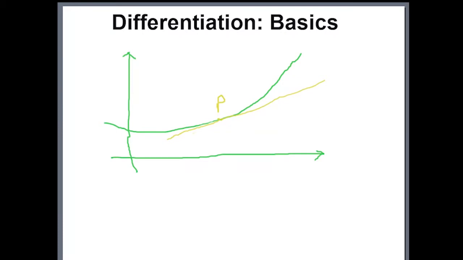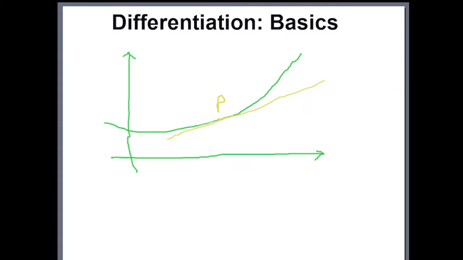Now we can only find the gradient at this particular point, which is going to give us a different value at other points. So the gradient at this point P is equal to the gradient of the tangent to the curve at P. This looks straightforward, but it's very important because all of differential calculus depends on it. So you can write it down somewhere.